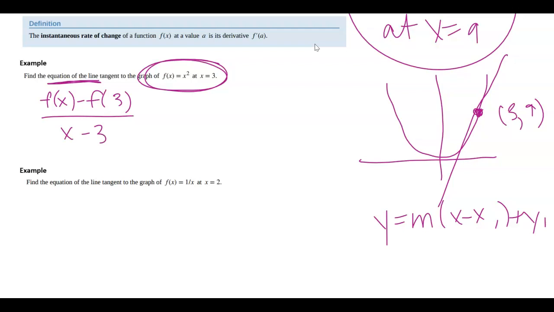And then I want to get as close to 3 as possible. So I'm going to take the limit as x goes to 3. All right, so that's x squared minus f of 3, which we said is 9, all over x minus 3. And again, I'm taking the limit.